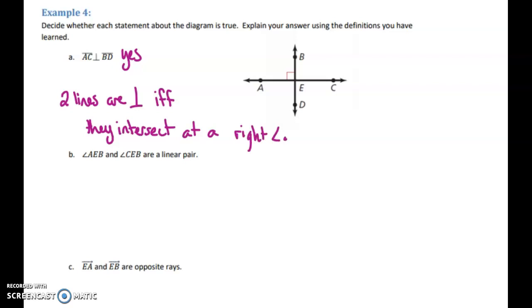All right, let's look at B. Angle AEB, that's this angle right here, and angle CEB, that's this angle right here, are a linear pair. So let's think about what we know about linear pairs. What we learned is that linear pairs are two angles that are adjacent and form a line. So those two angles are adjacent. They share a side, they have a common vertex, and they don't have interiors that overlap. So they are adjacent, and they do form a line. So I can say yes, and my reason is two angles are a linear pair.